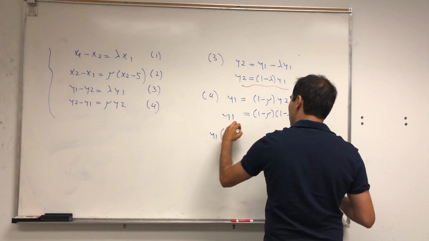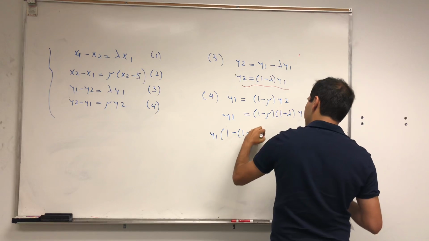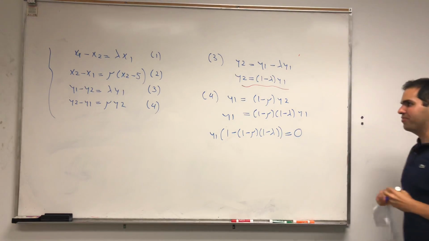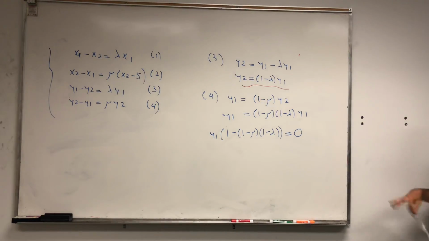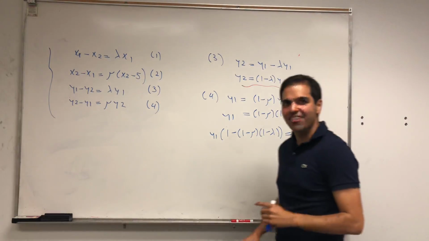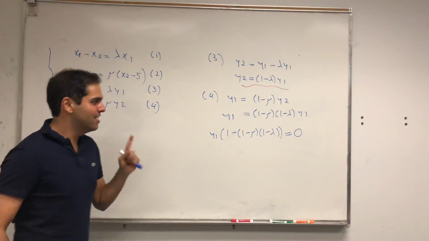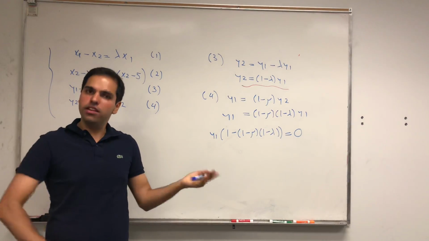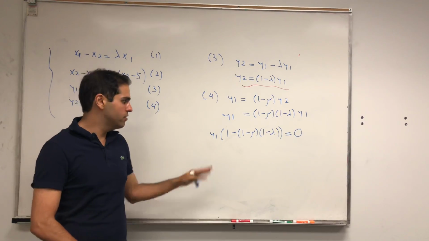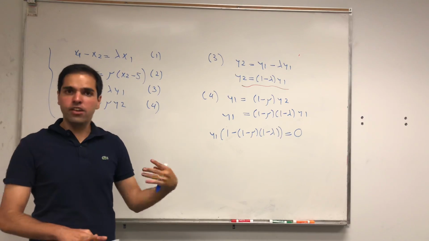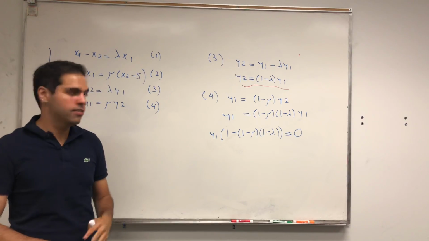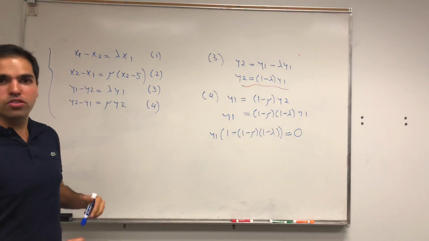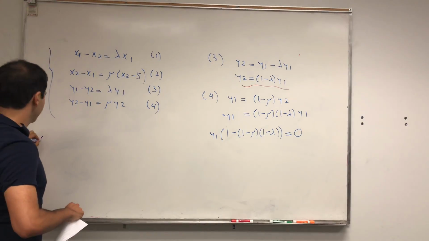So y1 times (1 minus this factor) equals to 0. And you might say, oh my god, y1 is 0, not so fast. Because it could be that this factor is 0, and that happens in Lagrange multipliers. And therefore, later we will have to deal with cases. But before we do that, let's deal also with the other two equations.